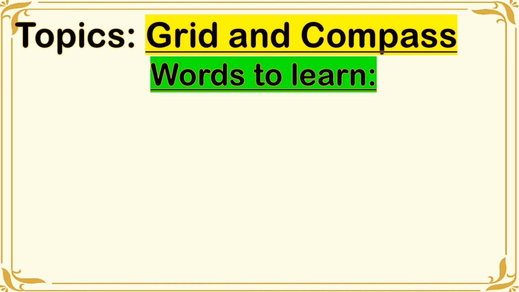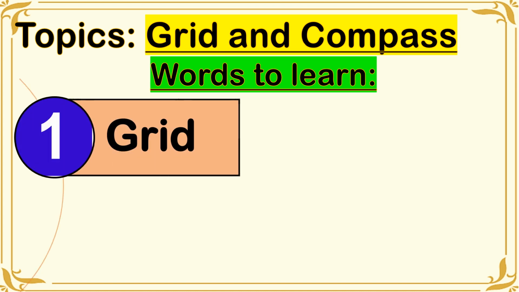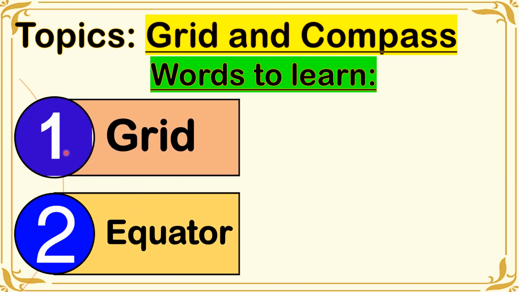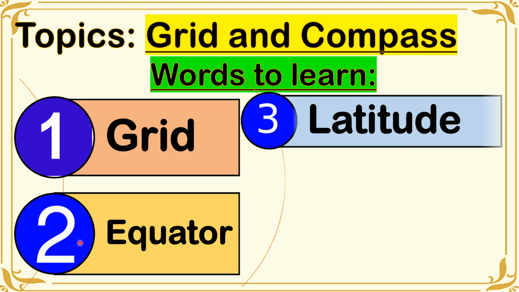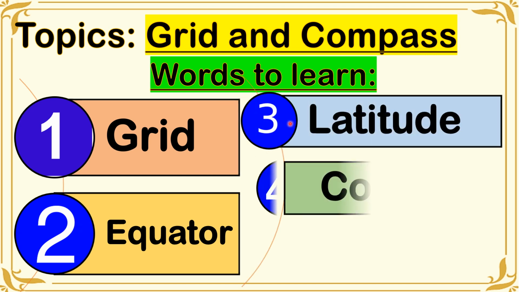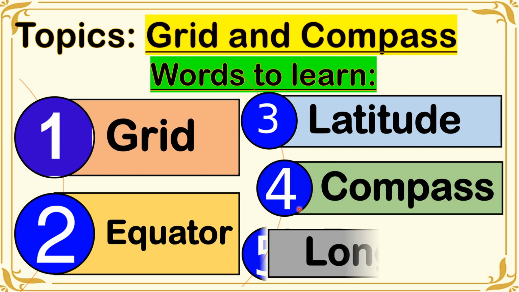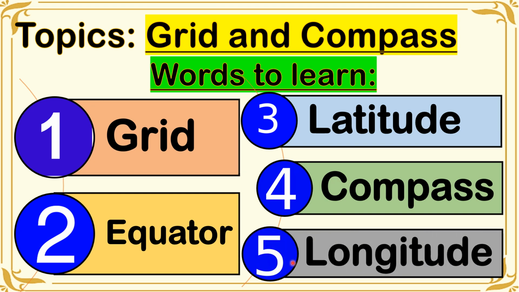These are the vocabulary words or words to learn. Please repeat after me so you can still practice your reading skills and your speaking skills even if you are just at home. Are you ready now? Let's start reading. Number 1, grid. Number 2, equator. Number 3, latitude. Number 4, compass. And number 5, longitude.